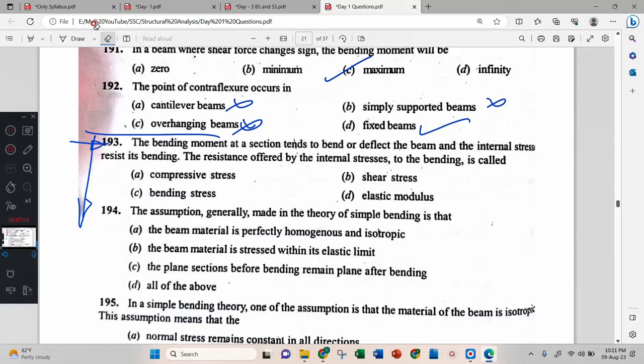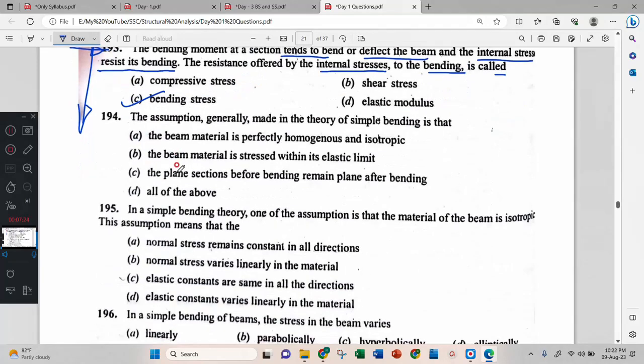Bending moment at a section tends to bend or deflect the beam and internal stress resists its bending. Resistance offered by the internal stress due to bending is called bending stress. Assumptions generally made in the theory of simple bending: the beam material is perfectly homogeneous and isotropic; the beam material is stressed within the elastic limit; plane sections before bending remain plane after bending. Therefore, D option.